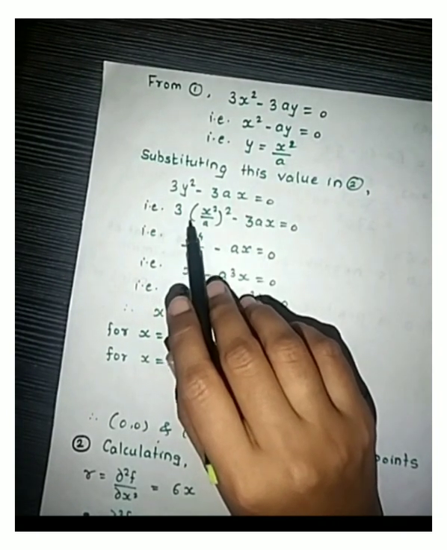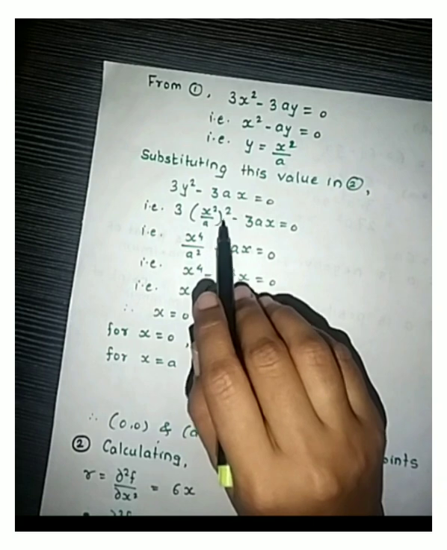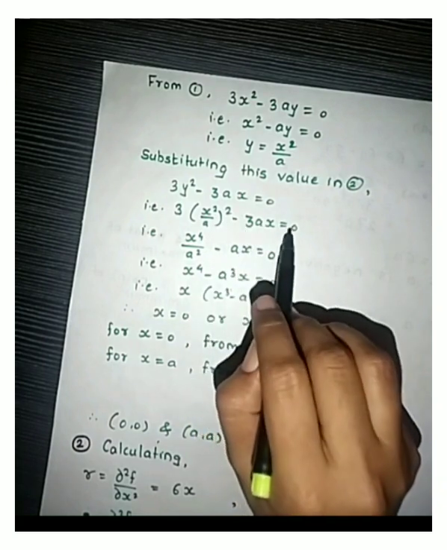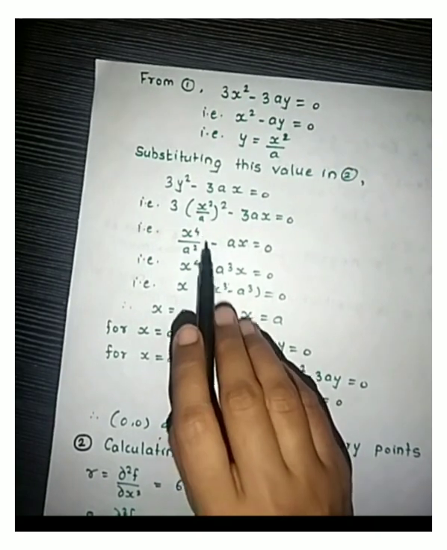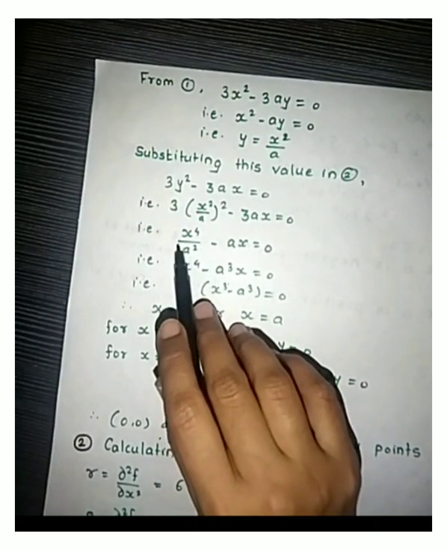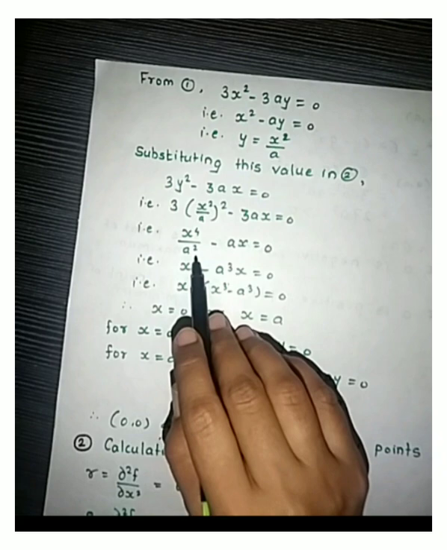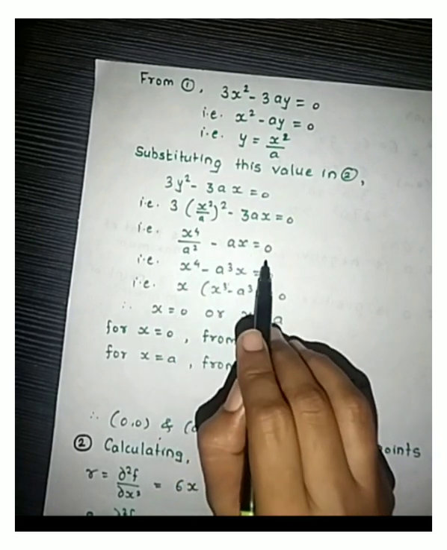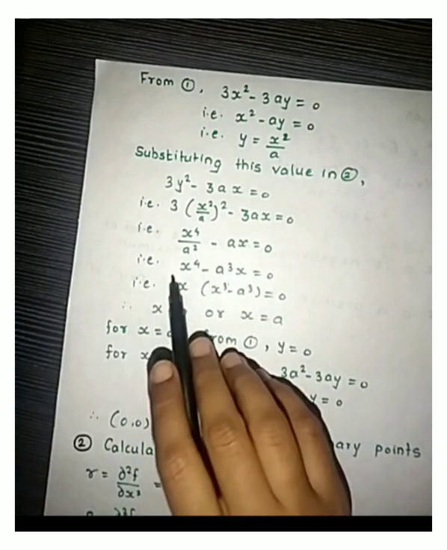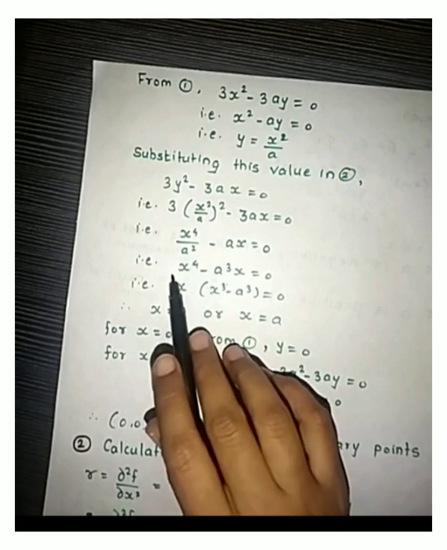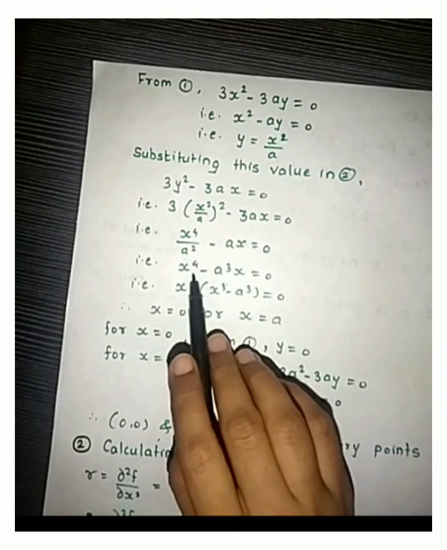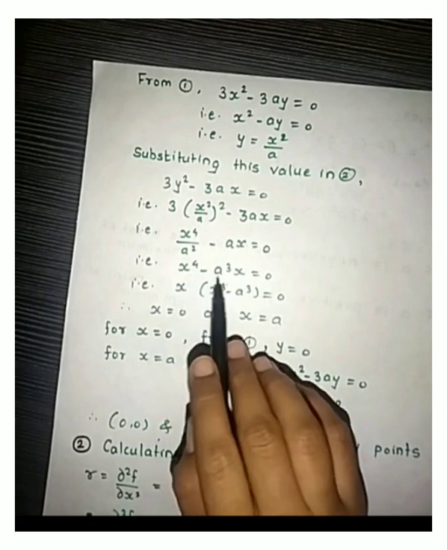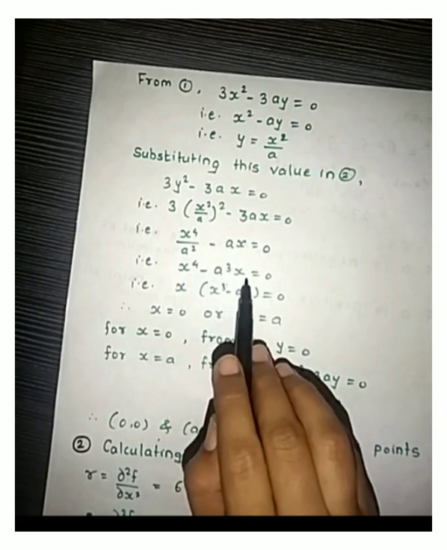So here it is 3 times (x square by a) whole square, minus 3ax, cancelling 3 from both sides. Then it is x raised to 4 by a square minus ax equals 0. Multiplying by a square, the a square gets cancelled, and here it is a cube. It means x raised to 4 minus a cube x equals 0.